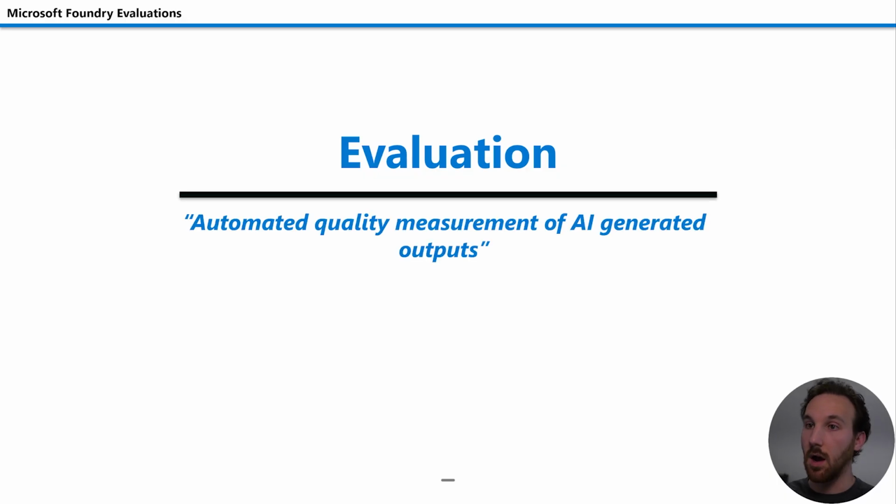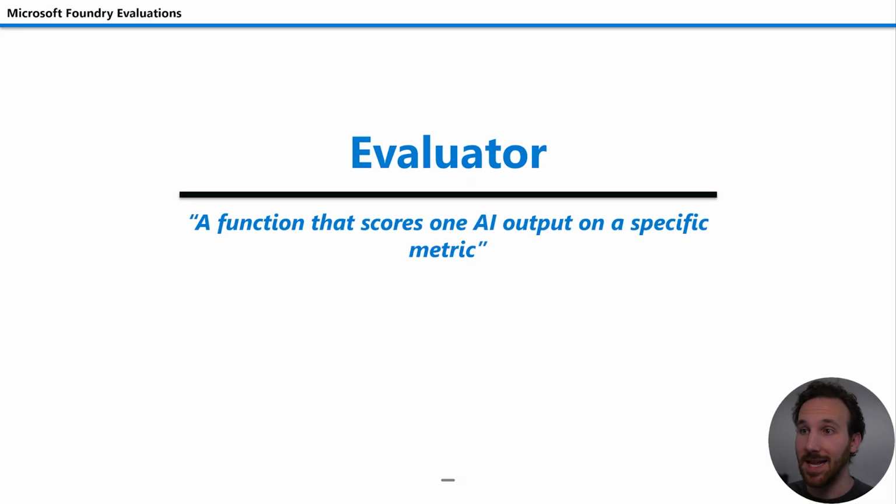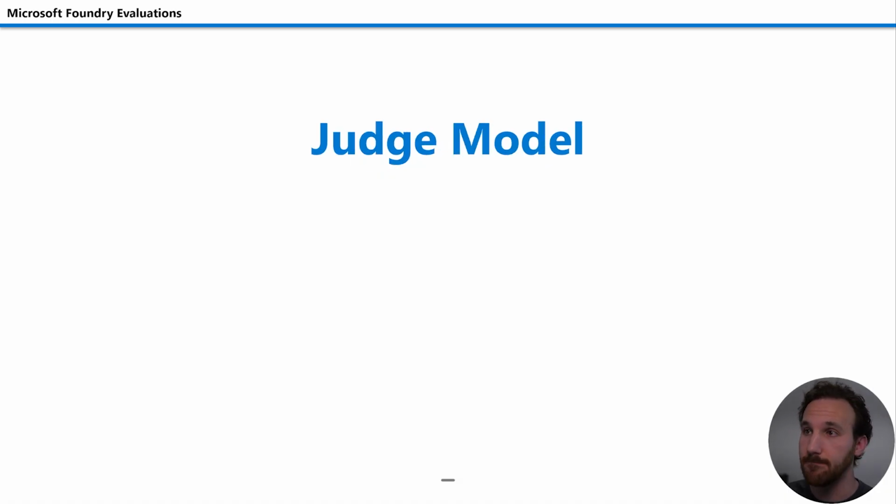Evaluations is our automated quality measurement of AI-generated outputs. By measuring these outputs, we can get a better handle on how well our AI solution is actually working. Now, an evaluator is something that's used for all evaluations. It's just a function that scores one AI output on a specific metric. You might have many evaluators for one evaluation because they're all going to score based on different kinds of metrics that you want to measure against your AI solution.